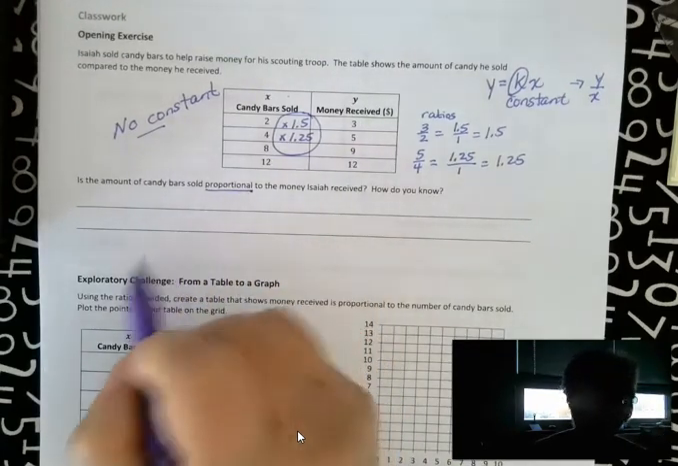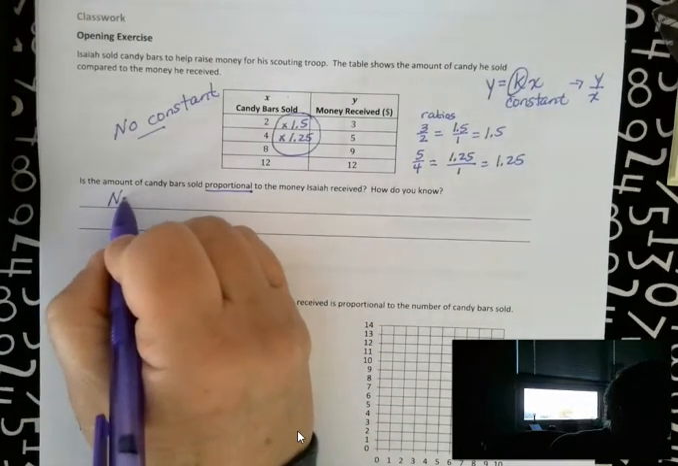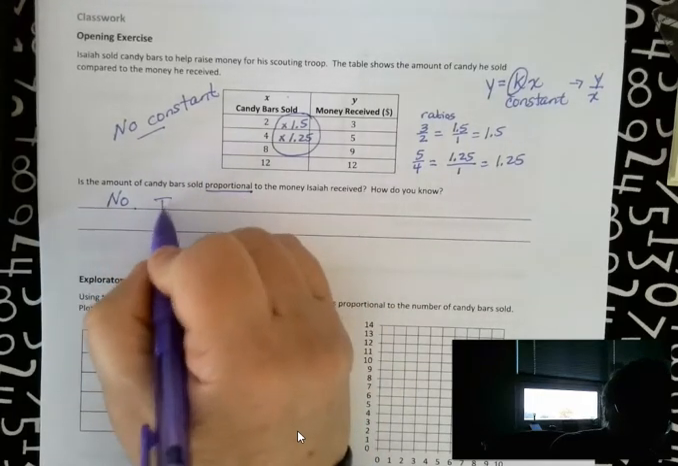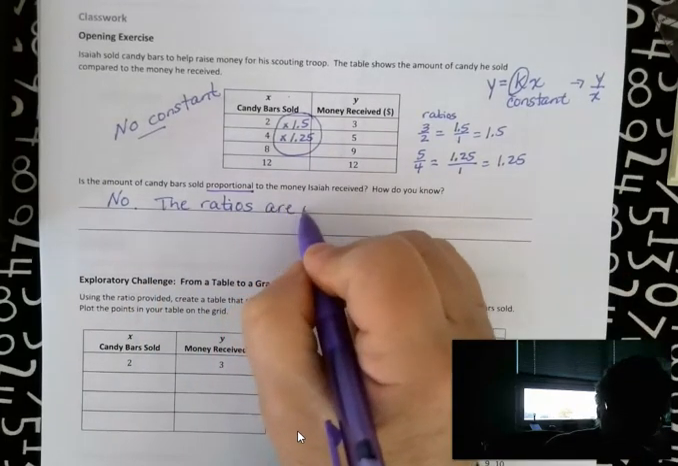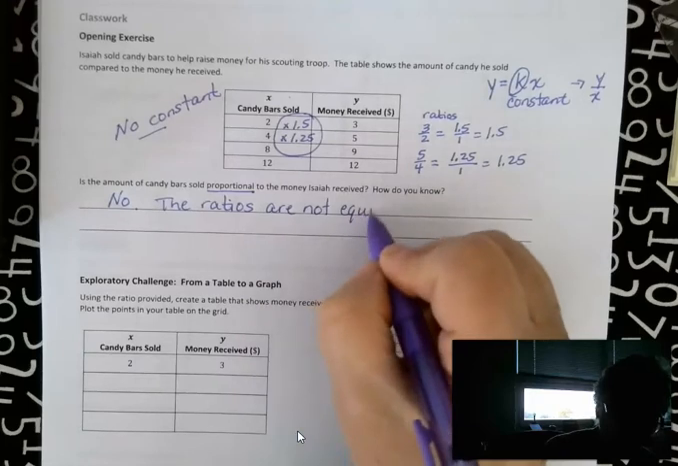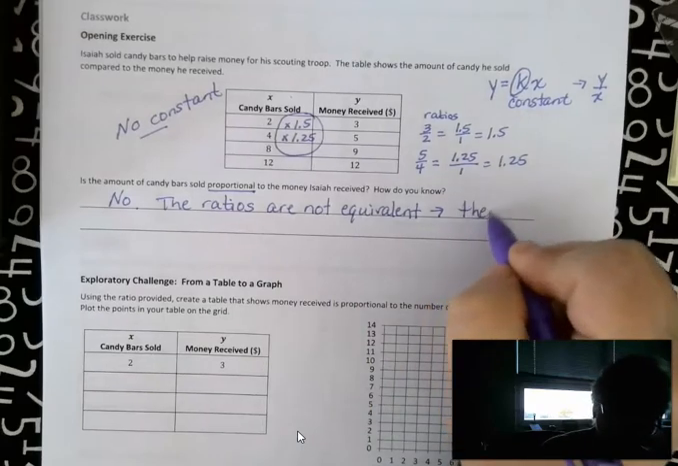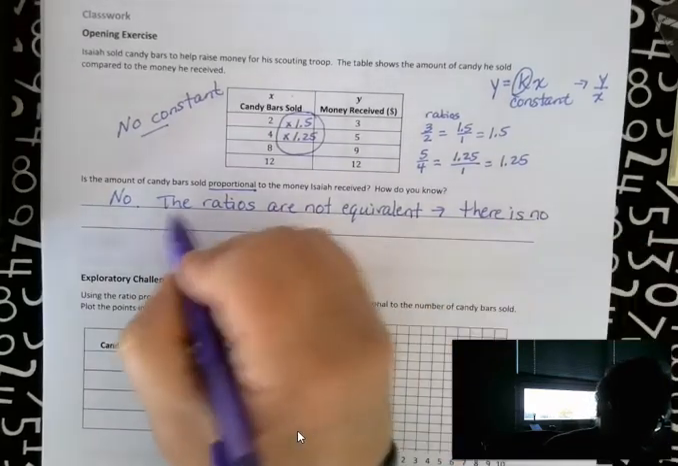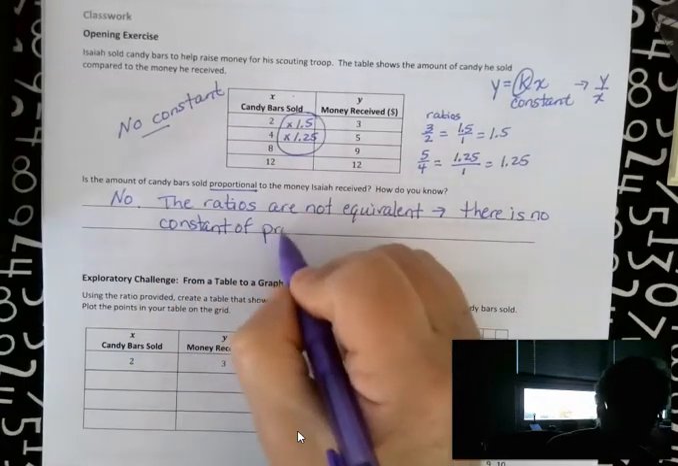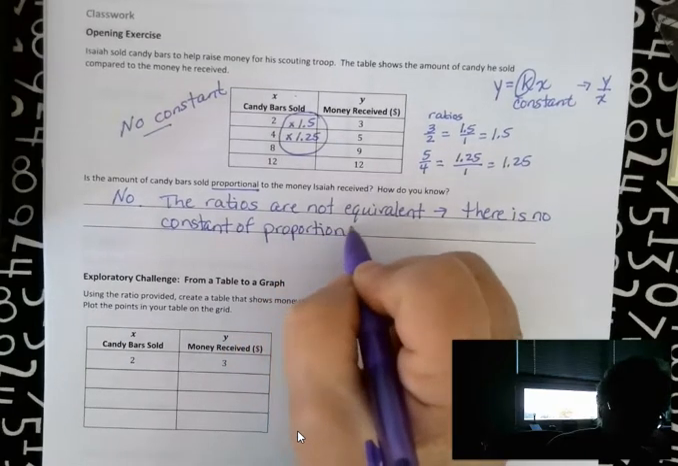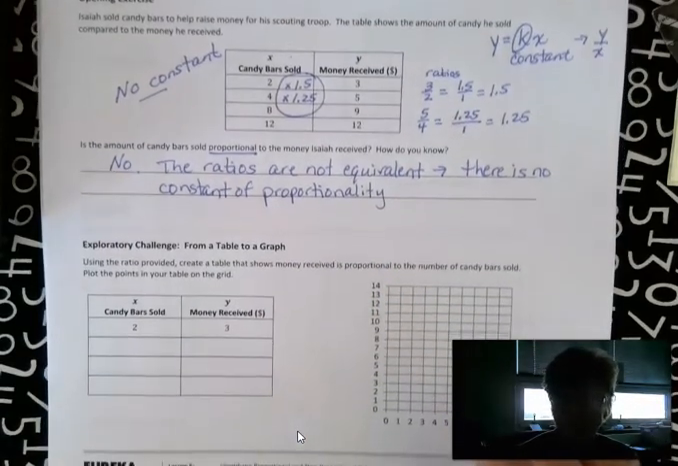Candy bars sold is not proportional to the money that Isaiah received because the ratios are not equivalent. There is no constant or constant of proportionality. So hopefully that's a good quick little mini review. Let's move on to exploring this next part.